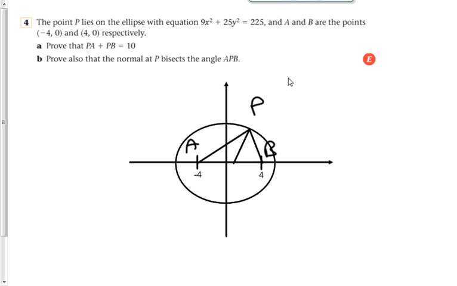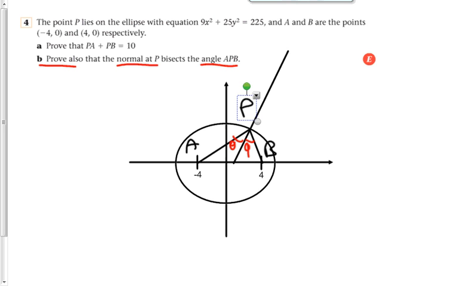So it bisects the angle, that is, the normal at P bisects angle APB. So this is the normal. If I extend this, this is the normal, and it bisects. In other words, we have to show that theta is equal to phi. We have to prove that the normal at P bisects angle APB, so we have to show that theta equals phi.